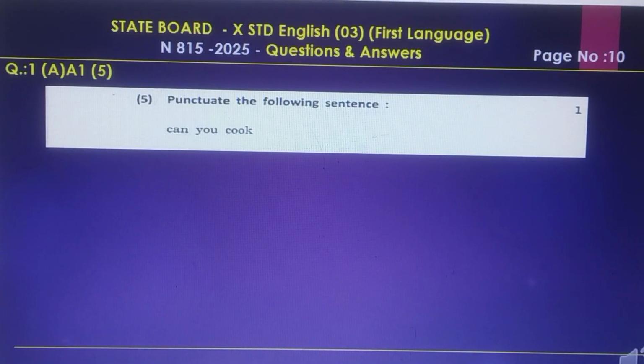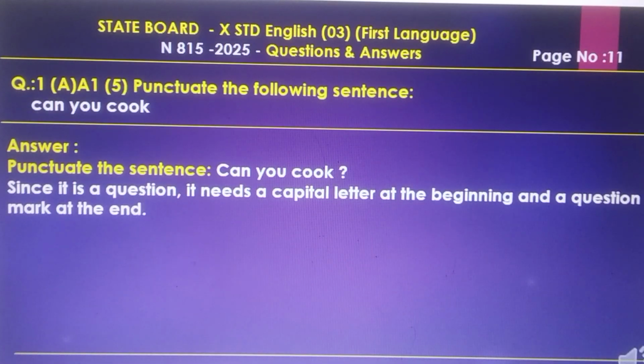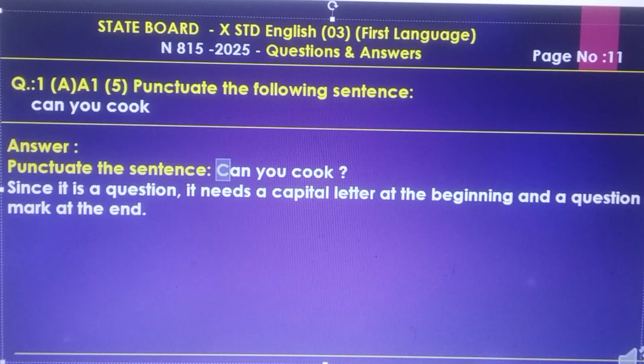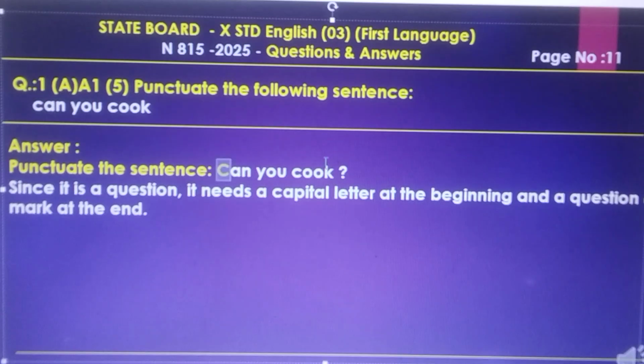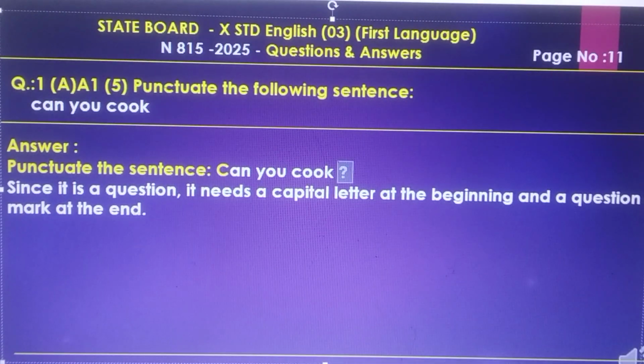Question number 5. Punctuate the following sentence. Can you cook? Here the question is to punctuate the sentence can you cook. Since it is a question, it needs a capital letter at the beginning and a question mark at the end. Here I marked in yellow color the capital letter of the first letter and the question mark, that is the answer. So, Can you cook? with a capital letter for the first letter and a question mark.